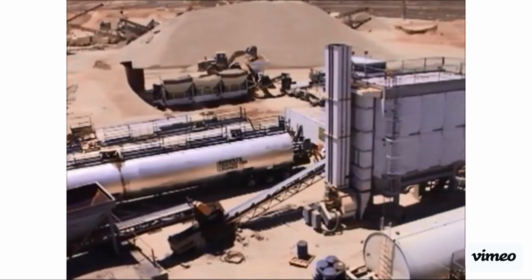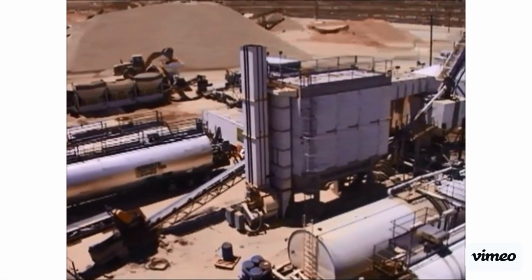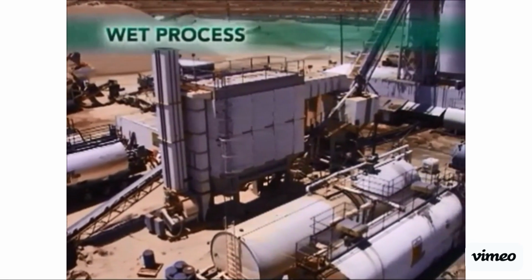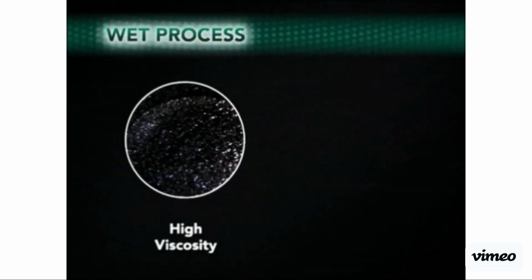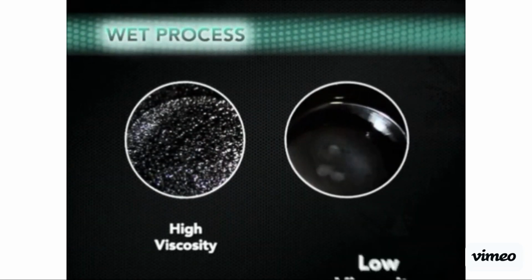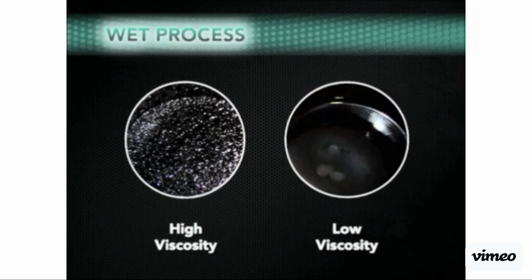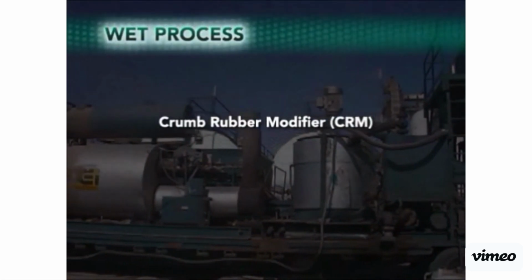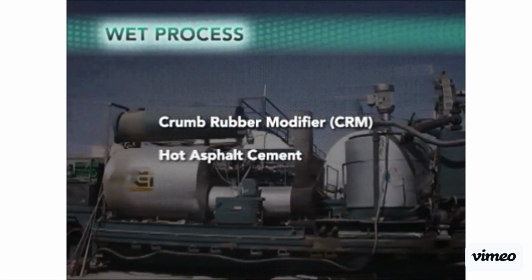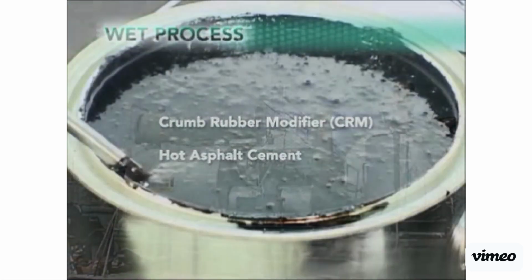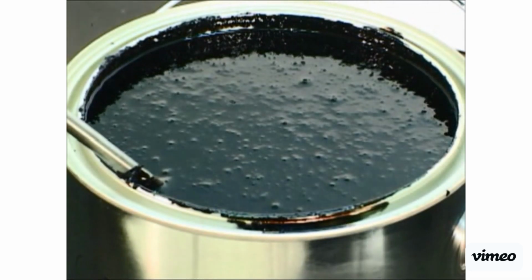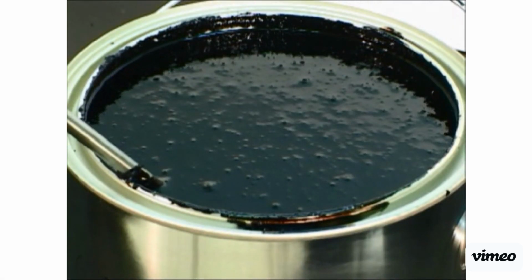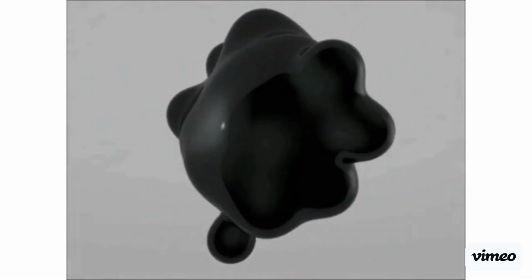Rubber modification of asphalt concrete mixes can be accomplished using two distinct wet processes: the high-viscosity agitation method and the low-viscosity no-agitation method, commonly referred to as terminal blend. The wet process requires thoroughly mixing crumb rubber modifier, known as CRM, into hot asphalt cement. The resulting blend must be held at an elevated temperature for a designated period of time to permit an interaction between the CRM and the asphalt cement.